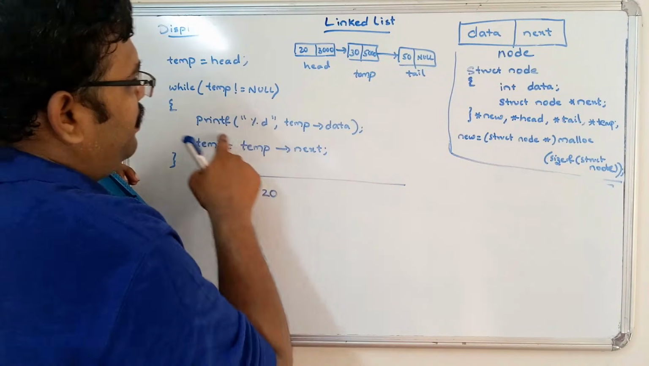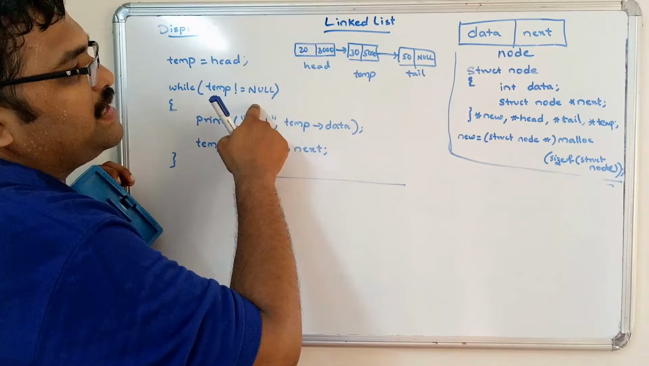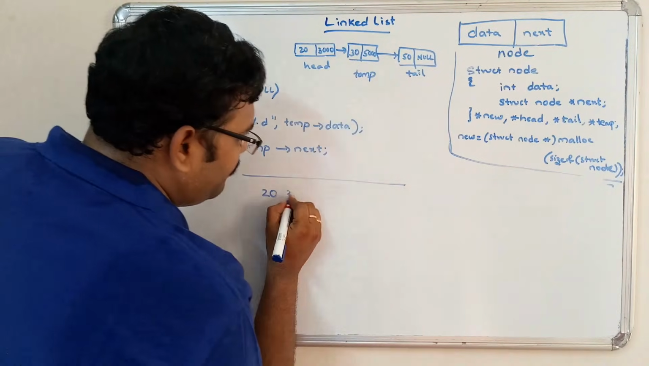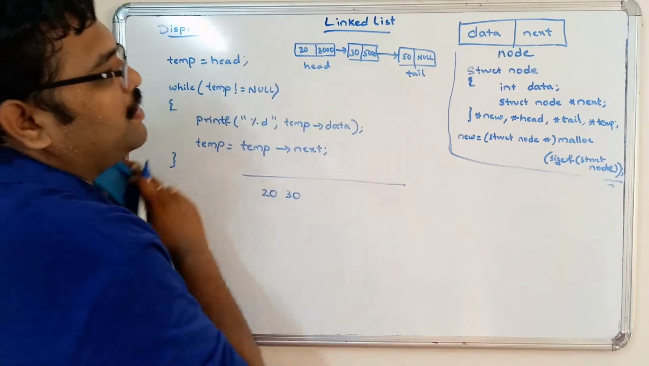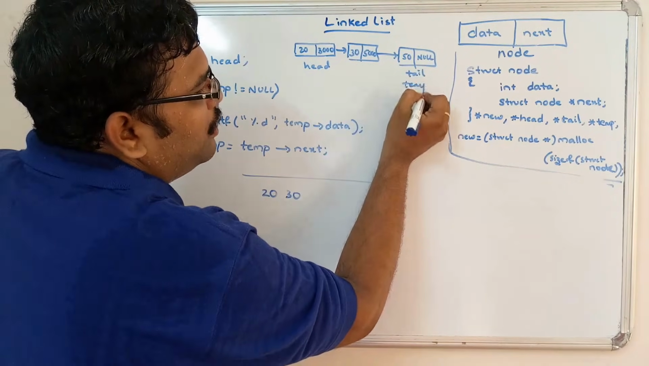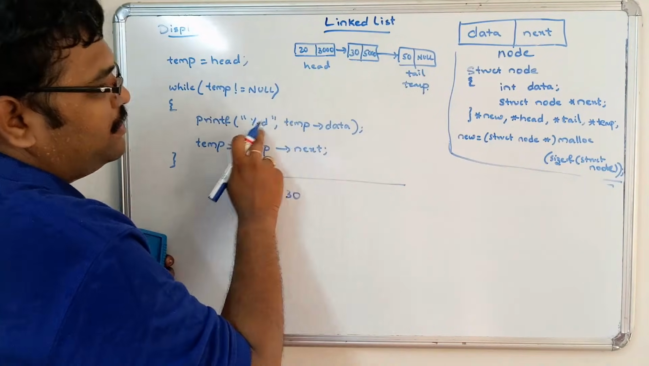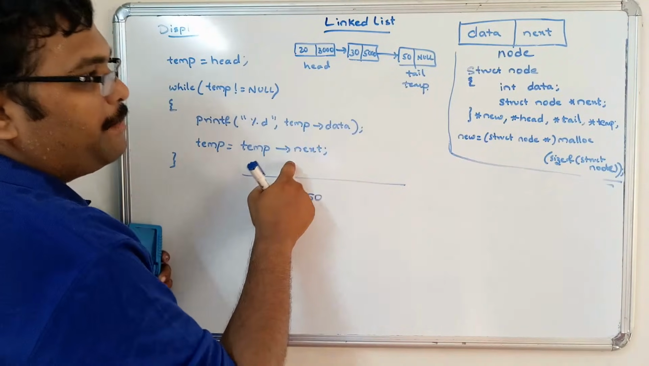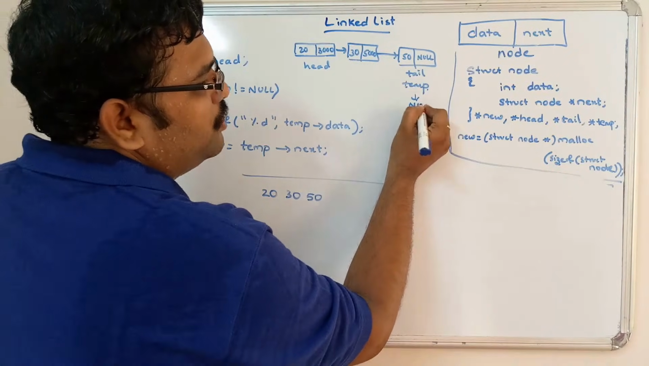Now again temp not equal to null. It will check with the null condition. So it is again true. So temp of data, that means 30 will be printed. And again temp of next will be assigned with this one. Now again temp not equal to null. Yes. So temp of data, 50 will be printed. And temp is equal to temp of next. There is no other node, so that's why it will be assigned to null.